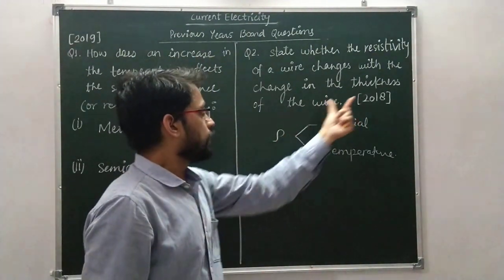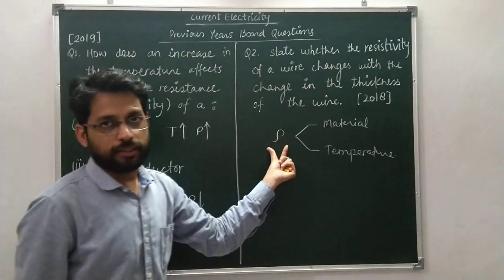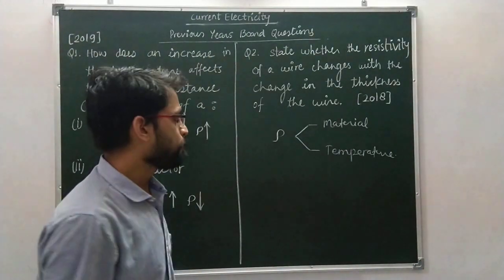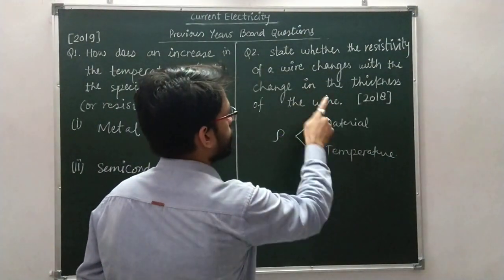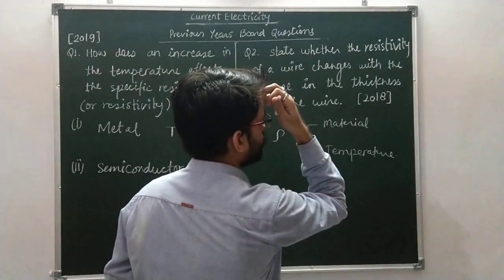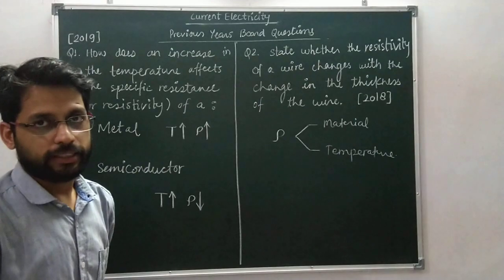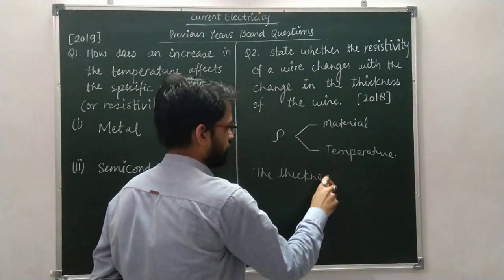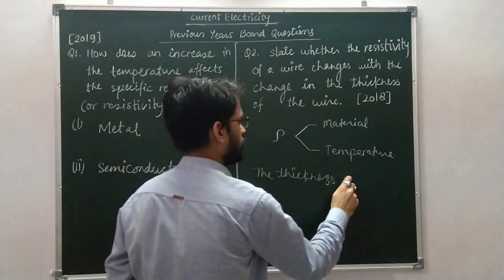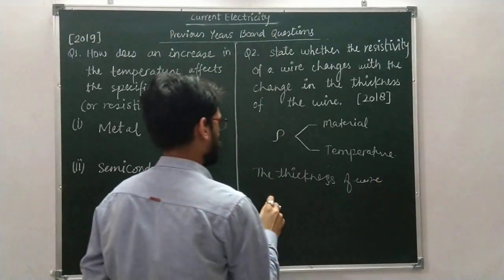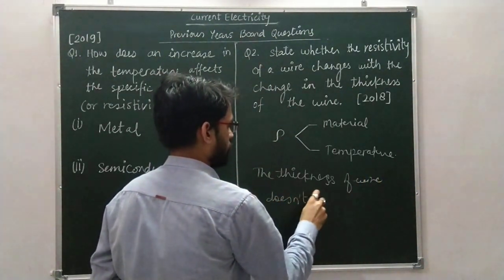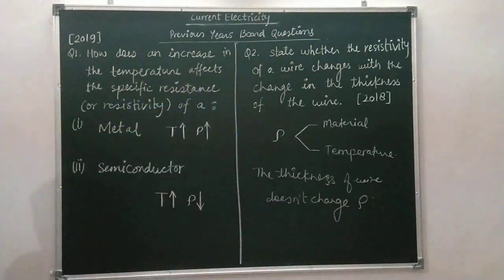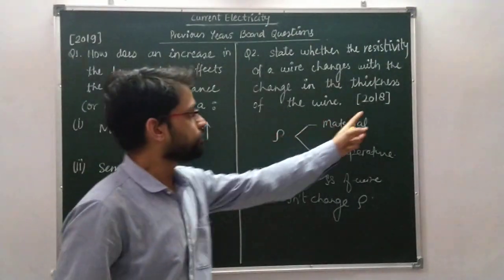So the thickness of the wire is independent of the resistivity, whatever be the thickness. Resistivity remains the same. The thickness of the wire doesn't change the resistivity. The answer is the thickness of the wire doesn't change resistivity. Note it down. And this question came in 2018.